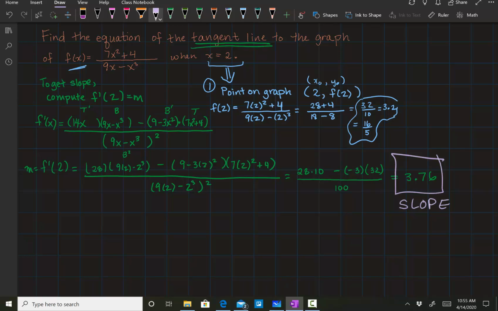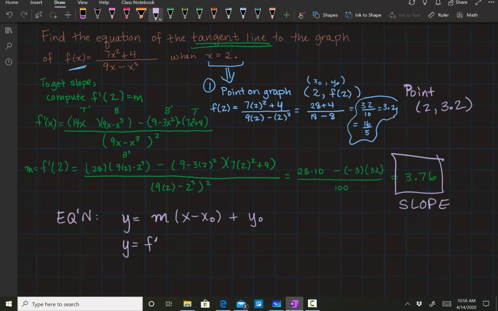And now notice I also had a point that I obtained. It was 2 comma that f value, so 3.2. I've got a point, got a slope, let's write an equation. So we're using point slope form. Y equals slope times x minus x0 plus y0, which in this case is equal to that derivative, f prime of 2 times x minus 2 plus f of 2.